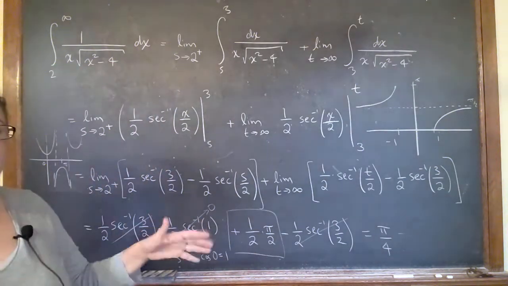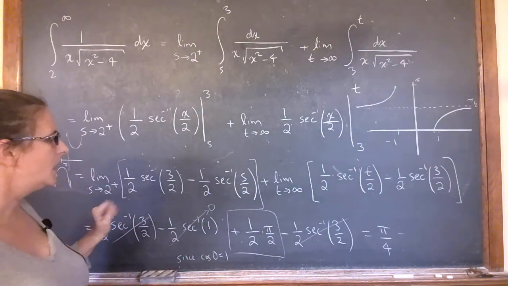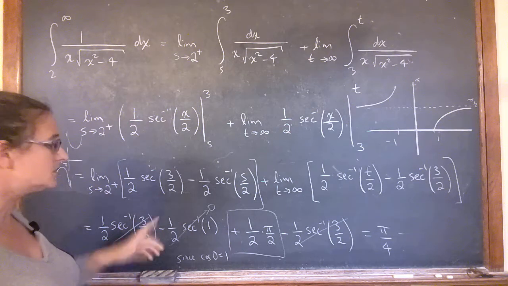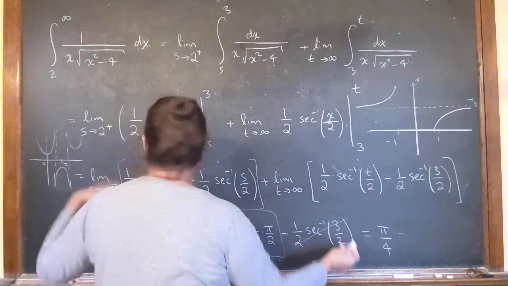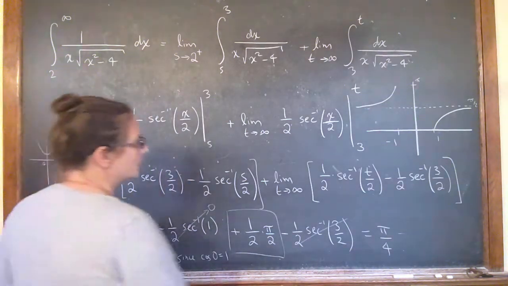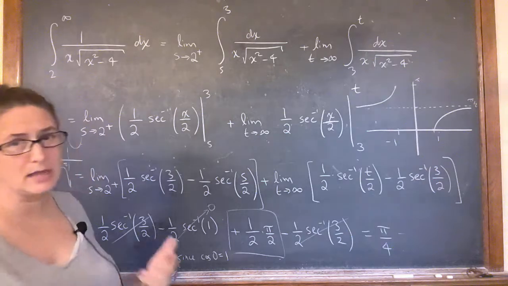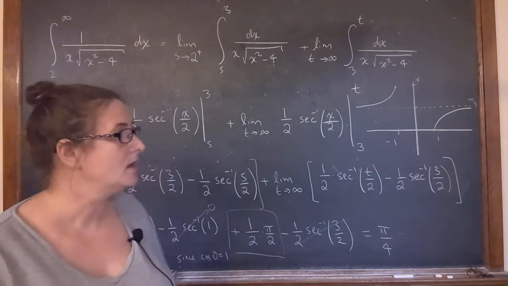Okay, so I have a nice answer here, right? Let me just say a couple things about that. So here you see why it didn't matter whether I broke it at 3 or 5 or 10, because these guys will cancel out in the case that everything is finite, right?